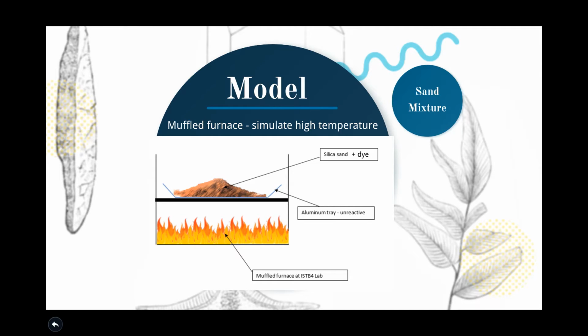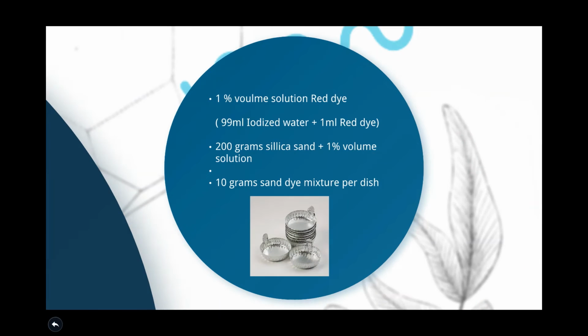We use silica sand instead of soil because soil contains organic material that will be hard to extract the dye from. To make the sand mixture, we had to dilute the red dye down to a 1% volume solution.